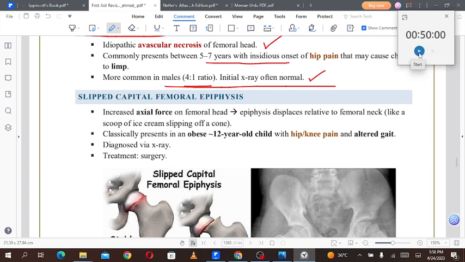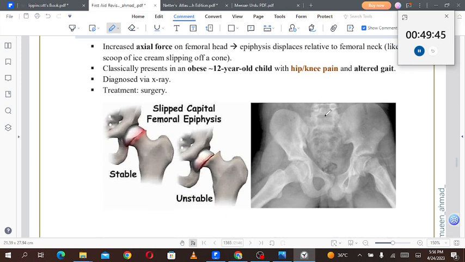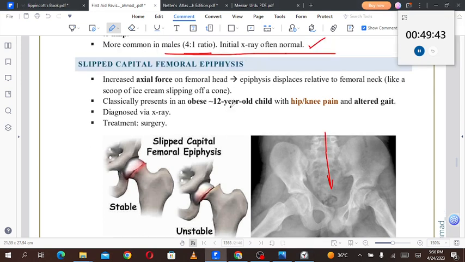Bismillahirrahmanirrahim. So continuing from where we left last time, we're going to talk about slipped capital femoral epiphysis. When there is increased axial force on the femoral head, the epiphysis displaces. Axial means the axial body force, I guess, the center force. So the femoral head epiphysis displaces relative to the femoral neck like a scoop of ice cream slipping off a cone.